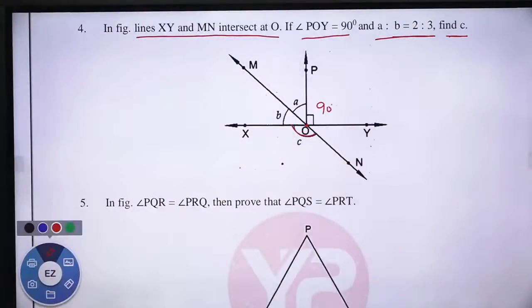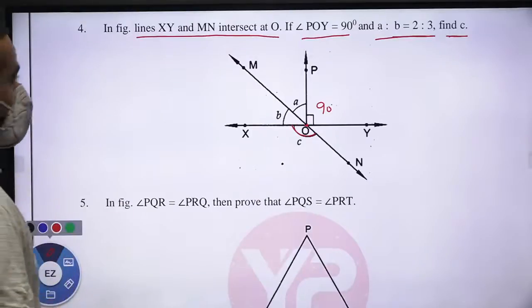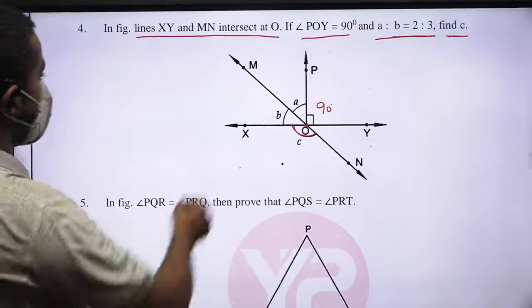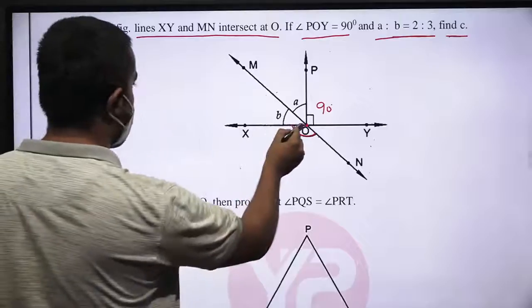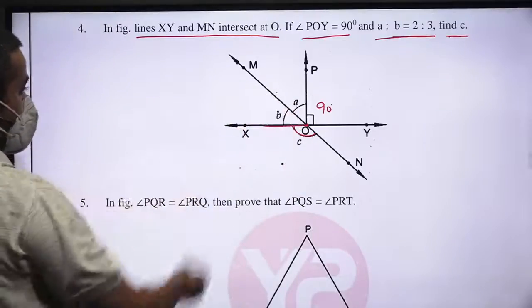Question also. So we have to find angle C now. Yes, it can easily be proved. See, this is the XY line, with OX and OY in opposite directions, so it will form a linear pair, of course.